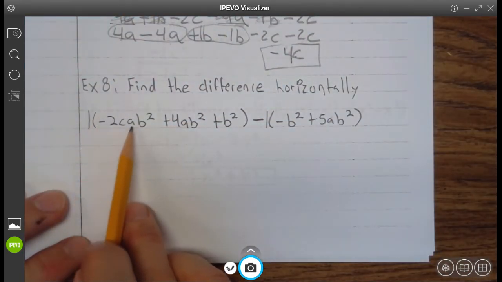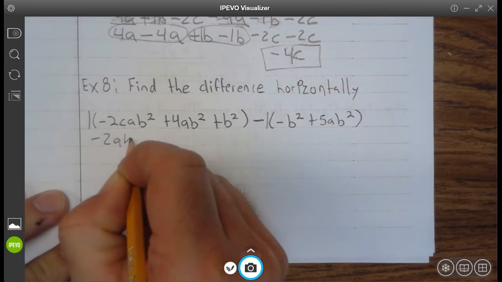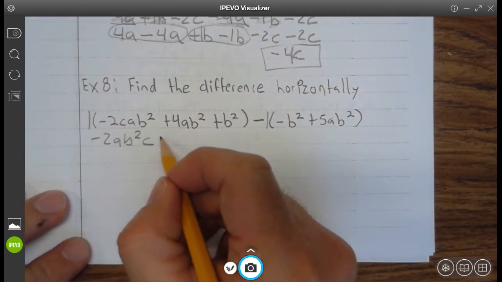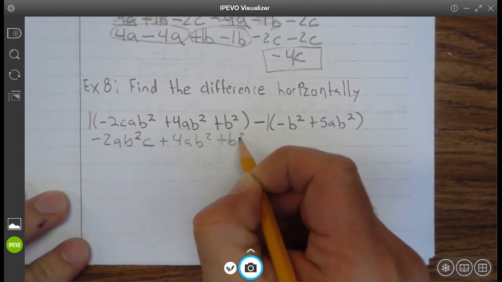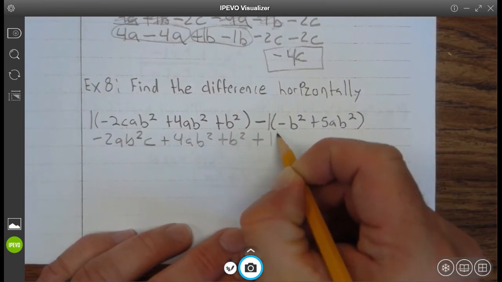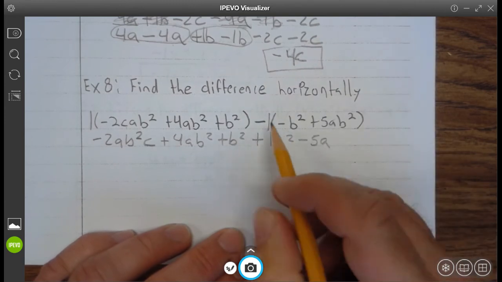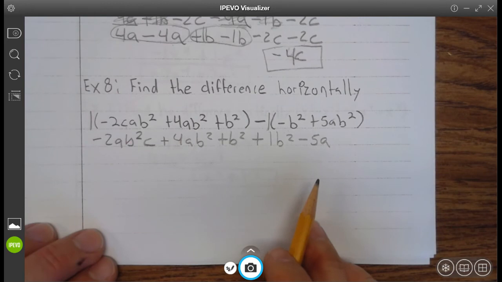Now, we need to multiply by 1, but here's the problem. These are out of order. We need to put the a, then b squared, then c. So this becomes negative 2ab squared c, and then plus 4ab squared plus b squared. Now we need to multiply by negative 1. Negative 1 times a negative b squared is a plus 1b squared. Negative 1 times 5a is negative 5a. So now we want to find the a's first.